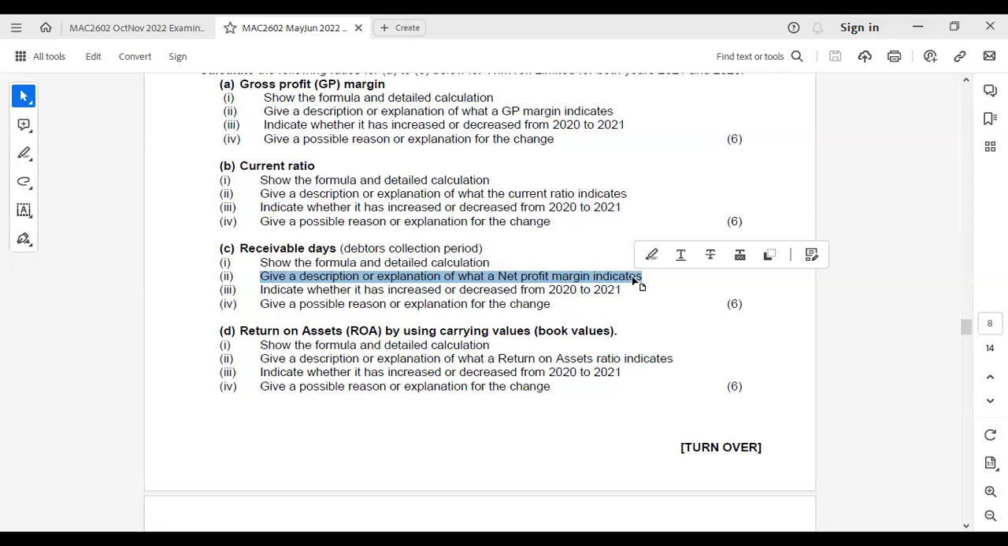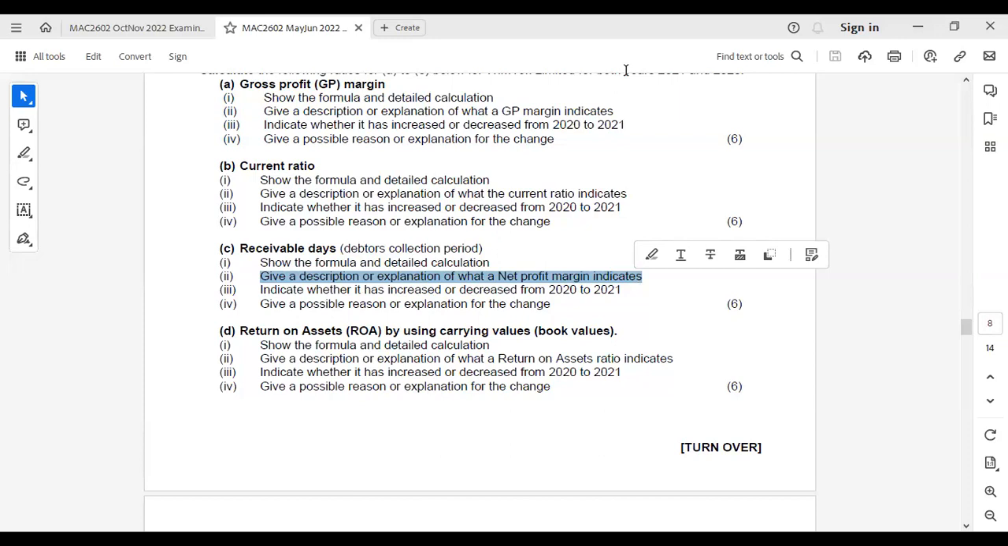In this question, I would suspect that there's no reason that they can ask about the net profit margin on the receivables days. So I would assume, for the sake of the exercise for today, that this is a mistake. Then we'll talk about the receivables days.